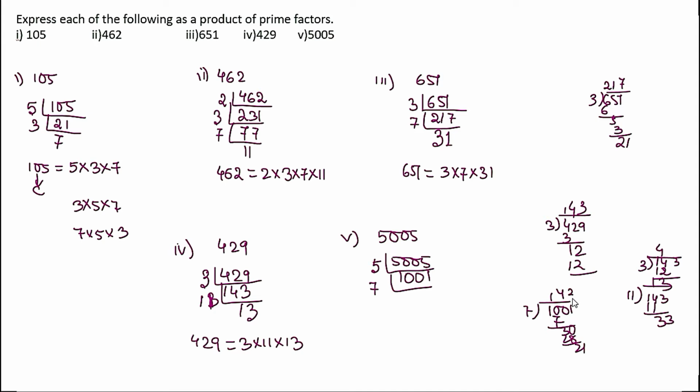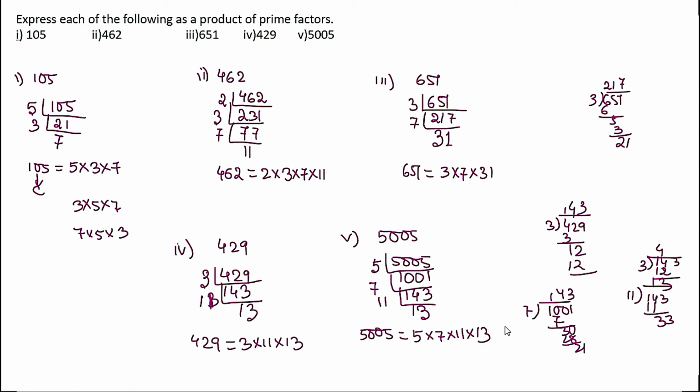So we get 143. So 143 can again be divisible by 11. So we get the ultimate answer as 13. So we can write the factors of 5005 as 5 into 7 into 11 into 13.